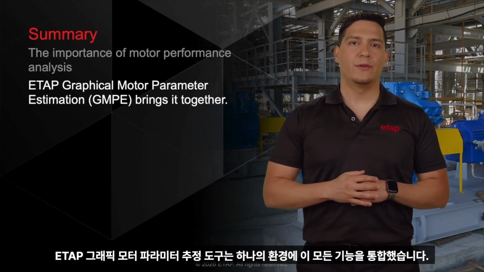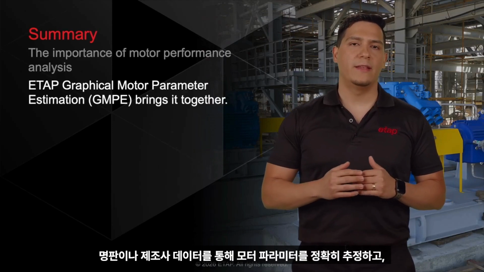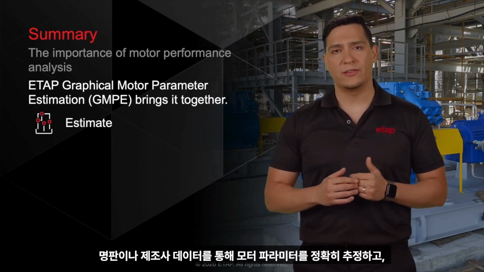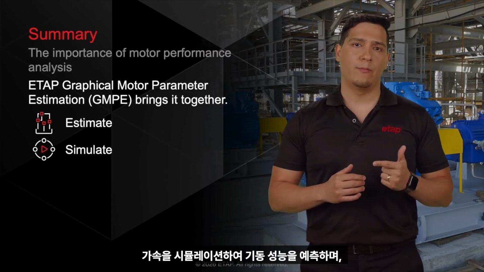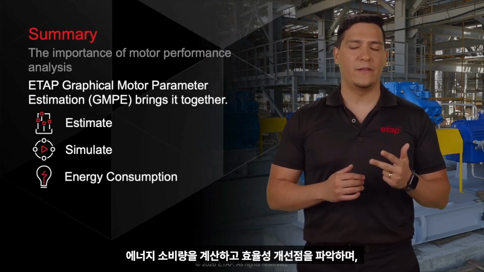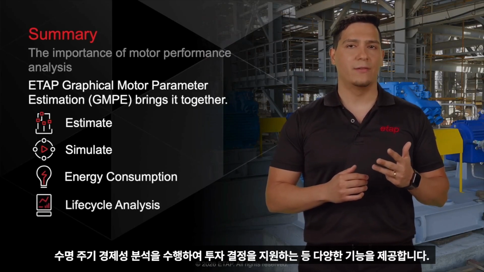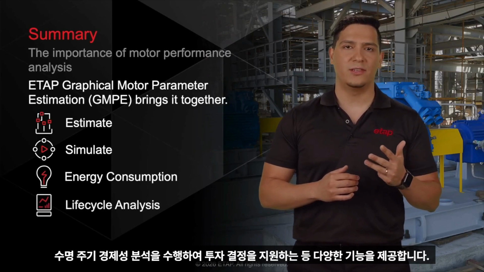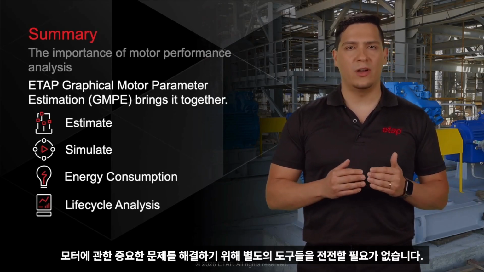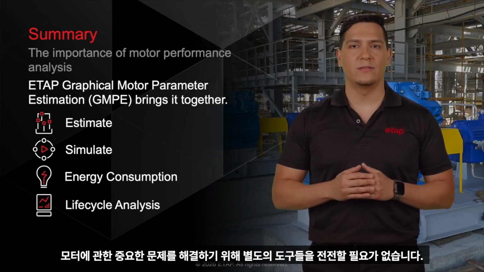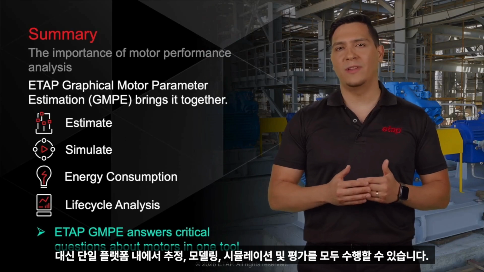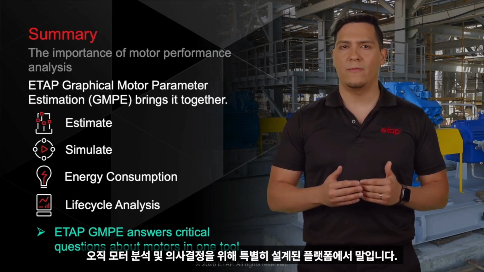ETAP Graphical Motor Parameter Estimation brings together in one environment the ability to accurately estimate motor parameters from nameplate or manufacturer data, simulate acceleration and predict starting performance, calculate energy consumption and identify efficiency improvements, perform life cycle economic analysis to support investment decisions, and much more. With ETAP GMPE, engineers no longer have to juggle separate tools to answer critical motor questions. Instead, they can estimate, model, simulate, and evaluate all within a single platform that was designed specifically for motor analysis and decision making.